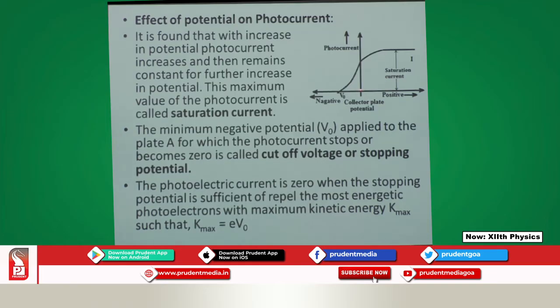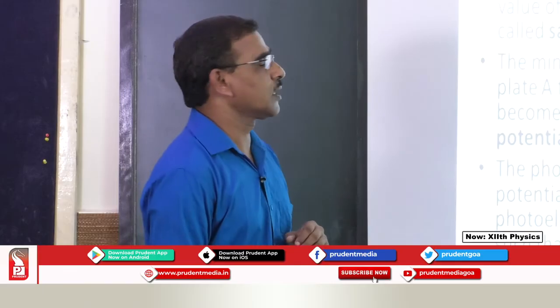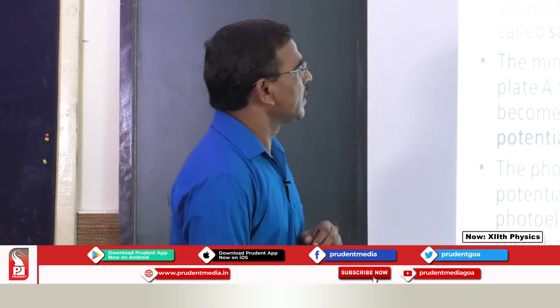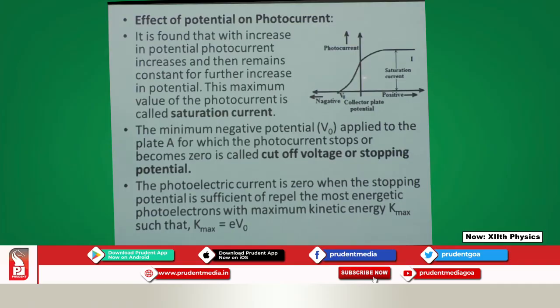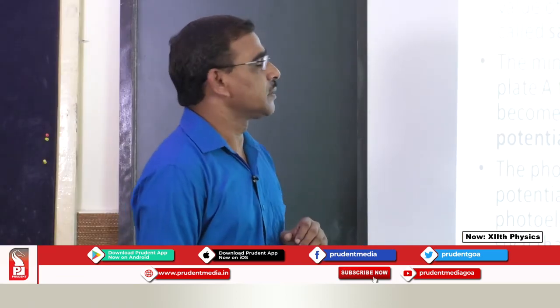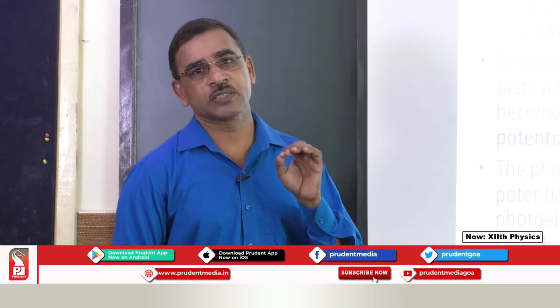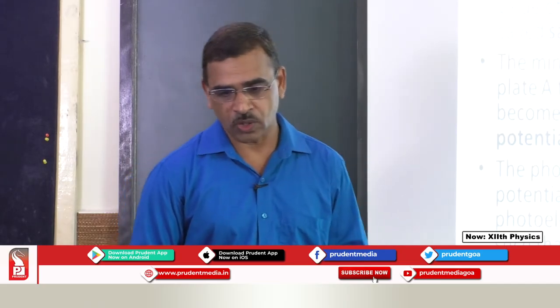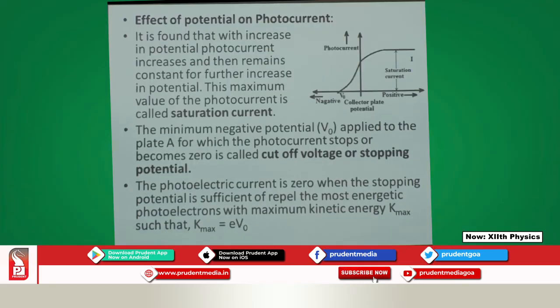Now, if the potential is 0 and then the polarity is changed, that means negative potential is connected across cathode and anode, what is happening? Then slowly the photocurrent, that is the number of electrons, will decrease, and as you go on increasing that negative potential, at one particular potential V0, which is called stopping potential, all the electrons which are coming out will stop. This is the potential where even the most energetic electron does not come out. That is called cutoff voltage, or stopping potential.